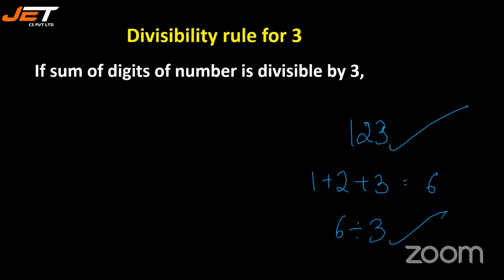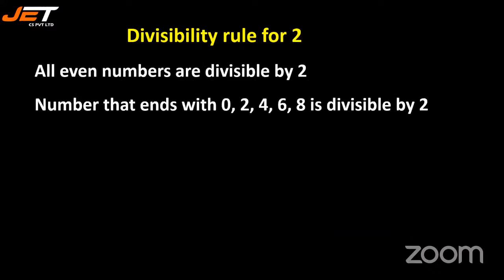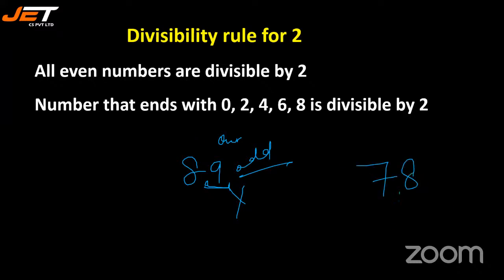And for 2, you just have to see the last digit. The number is 89. The unit place, or the ones place, has 9, which is an odd number. That means it is not divisible by 2. But at the same time, if it's 78, the ones place has 8, which is an even number. So 78 is divisible by 2.